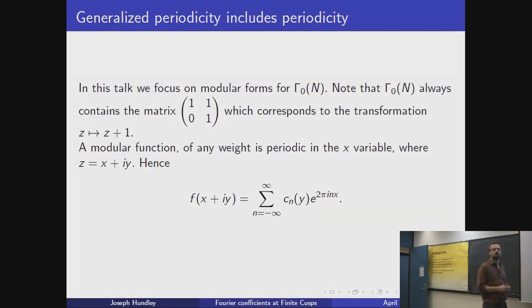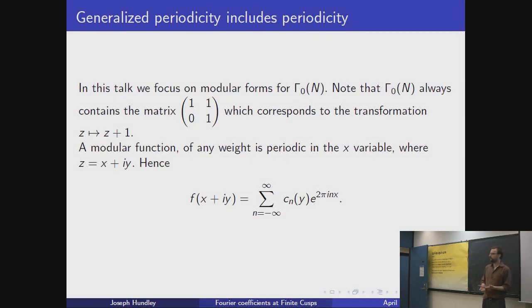And az plus b over cz plus d for that matrix is z goes to z plus 1. Since cz plus d is 1, your function genuinely satisfies f of z plus 1 is f of z. It is periodic in the real variable, the x variable, with period 1. And if it's also holomorphic, but even continuous would be enough, right?